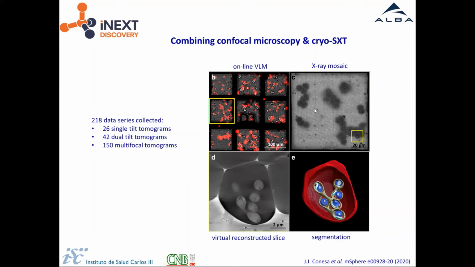So we have on the right in the X-ray mosaic the cell of interest, and on the bottom left you have a virtual reconstruction or slice of your volume, and the segmentation on the bottom right of the different parasites inside the red blood cell.